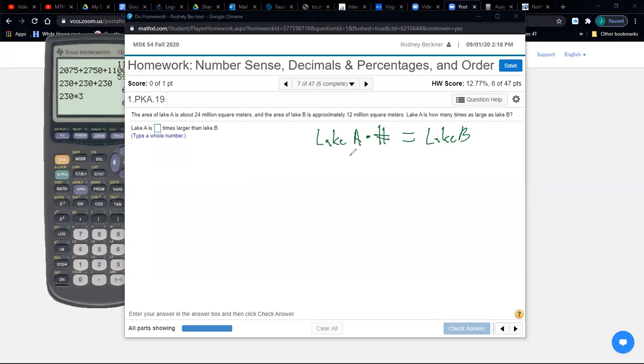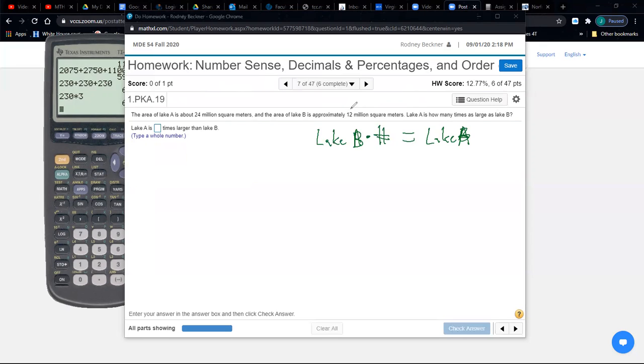So if you took Lake, I have these backwards, I'm sorry, that should be Lake B on the left. If you took Lake B and multiply it by a number to get Lake A, that's how you find out how many times Lake B is. Lake A is how many times as large as Lake B. That means to take some number times Lake B to find Lake A.